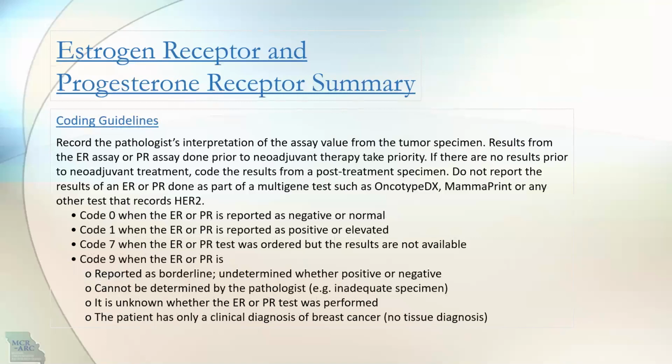Code 0 when the ER/PR is reported as negative or normal. Code 1 when the ER/PR is reported as positive or elevated. Code 7 when the ER or PR test was ordered but the results are not available. Code 9 when the ER/PR is reported as borderline, undetermined whether positive or negative, cannot be determined by the pathologist, for example, inadequate specimen, or it is unknown whether the ER/PR test was performed, or the patient has only a clinical diagnosis of breast cancer, no tissue diagnosis.